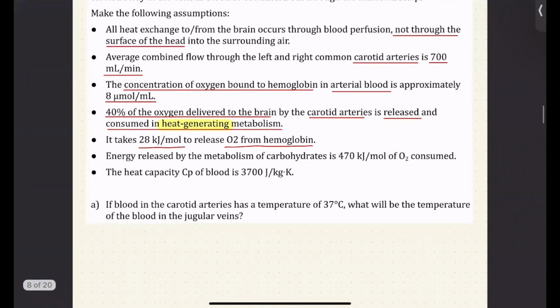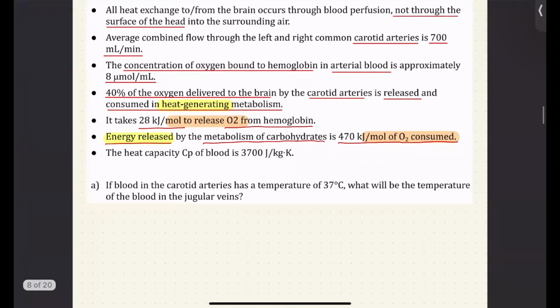Great. Energy released by the metabolism of carbohydrates. Energy released. Okay, another one, right? By the metabolism of carbohydrates is 470 kilojoules per mole of oxygen consumed. So also I see oxygen again. So that's also interesting to know. Per mole of oxygen. Then we also have per mole of oxygen here, right? So that's interesting. And then we have the heat capacity of blood at 3,700 joules per kilogram times Kelvin.